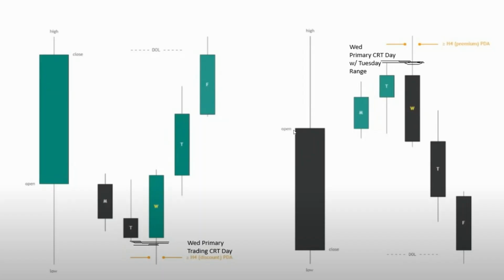So once again, for a short example, price opens right here. See this corresponding Monday candle. It goes up a couple days. Wednesday spikes up and then closes down. So let's take a look at some real examples.